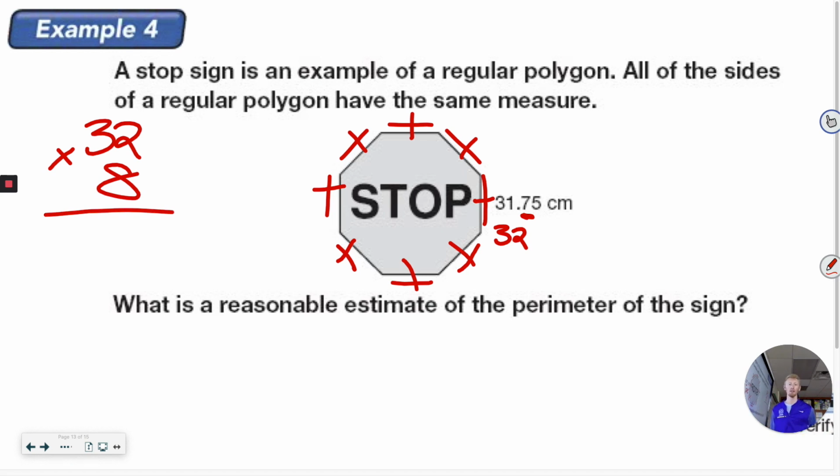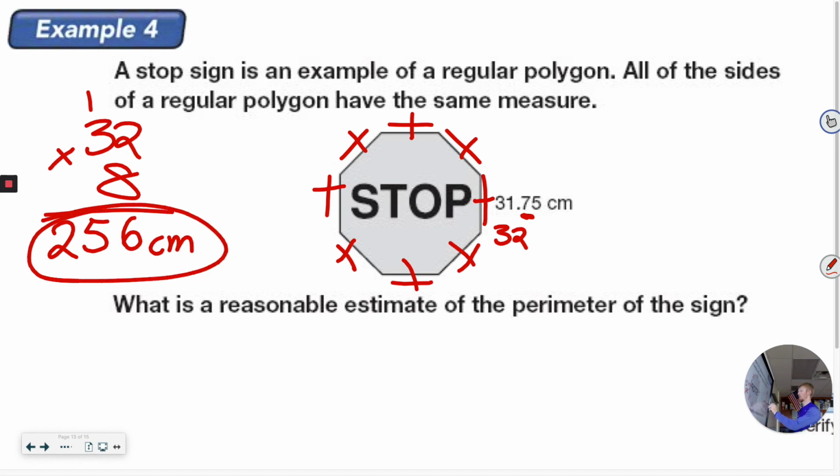Go ahead and calculate that out on your own. 8 times 2 is 16. 8 times 3 is 24, plus 1, 25. 256 centimeters would be the perimeter, my estimate for the perimeter of this stop sign.